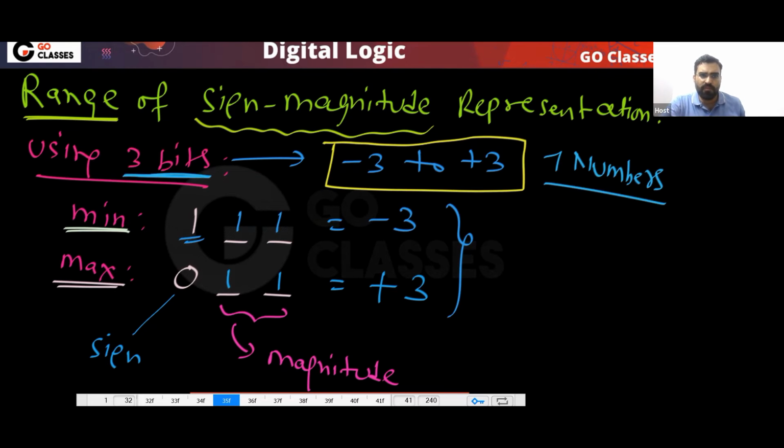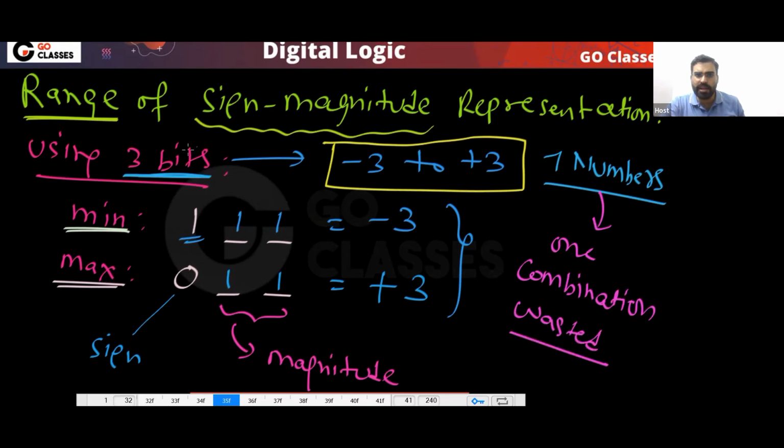One combination is wasted. Correct or not? Because there are a total of 8 combinations and you can represent only 7 numbers. It means one combination is actually wasted in sign magnitude.